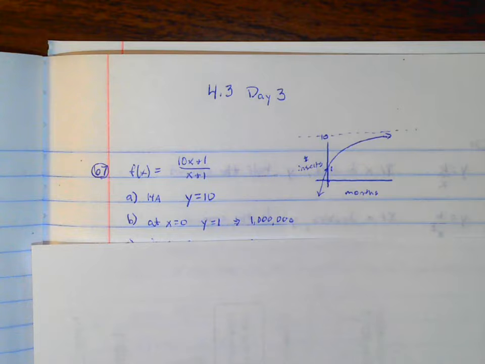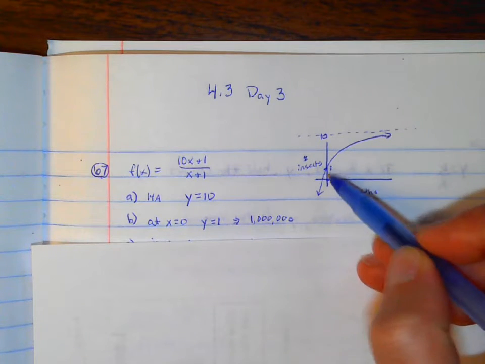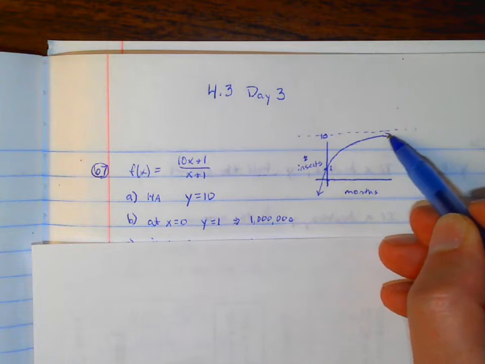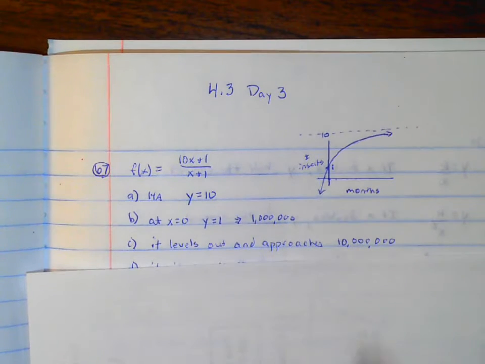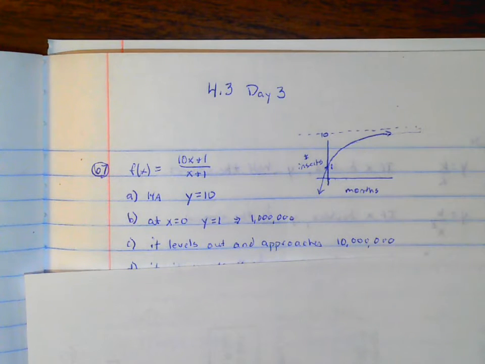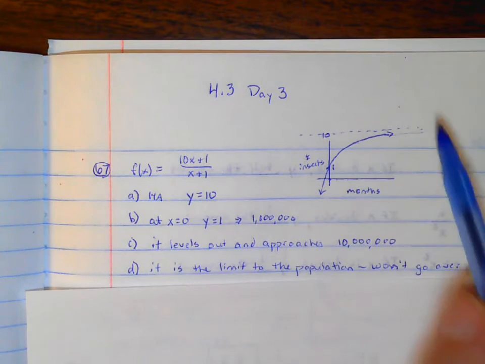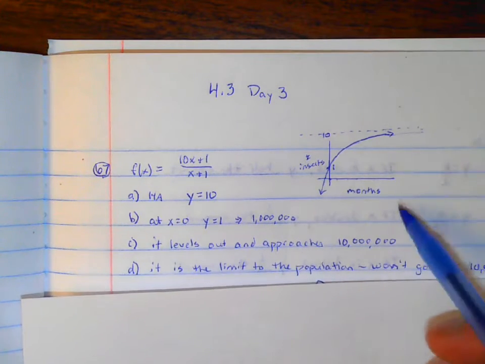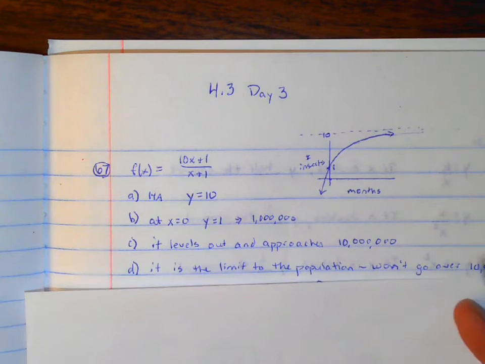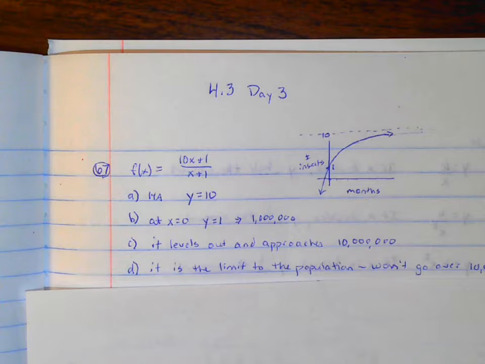Okay, part C, what happens after several months? Okay, so in the early months, you can see it increases quite a bit, and then over time it really levels out. So it levels out and it gets close to and approaches the 10 million insect mark. But since it's an asymptote, it'll never really reach that. And then interpret the horizontal asymptote. It's our limit of our population, right? So our population will get closer and closer to 10 million, but it will never actually reach 10 million, so it won't go over 10 million insects.